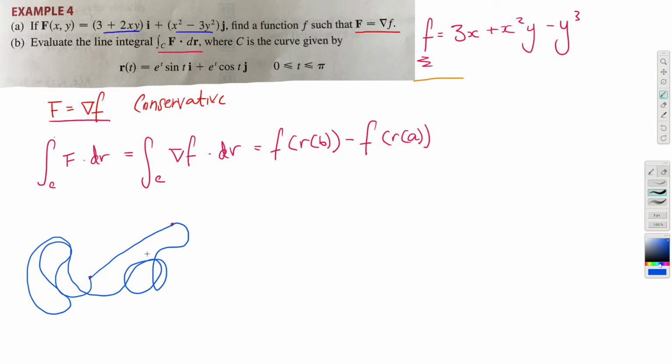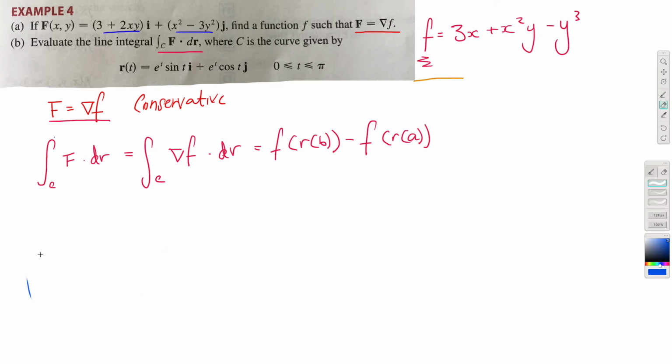The conservative vector field kind of cancels out the right amount of stuff. But all you have to know is that for a conservative function, the curve is irrelevant. We don't even have to know the curve. They've tried to scare us with this big scary curve here, but we know that it's conservative, so it doesn't really matter what the curve is. So what do we do now? All we have to do is find the start and end point, and that's pretty easy.